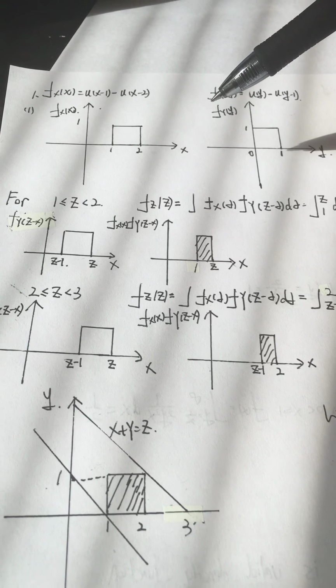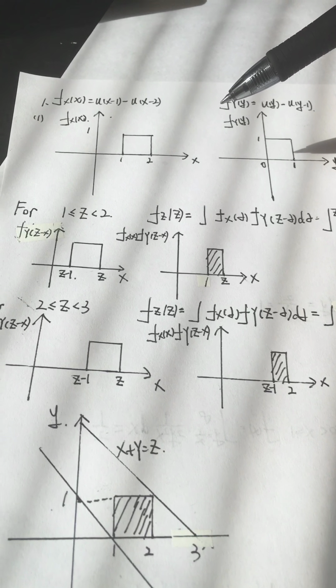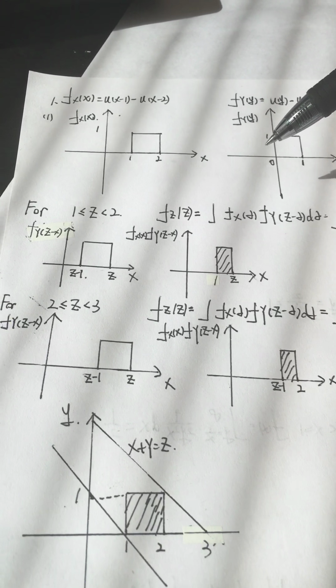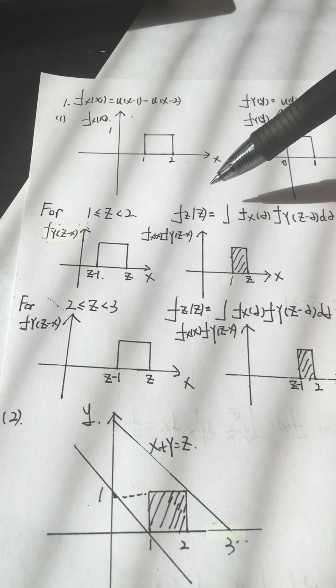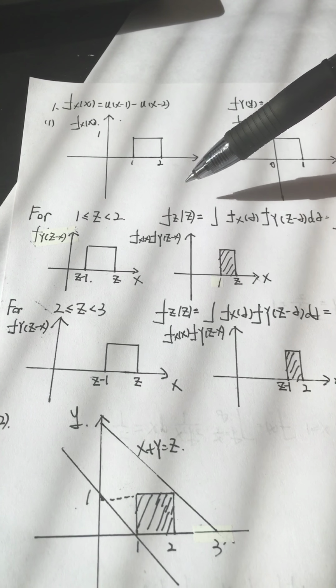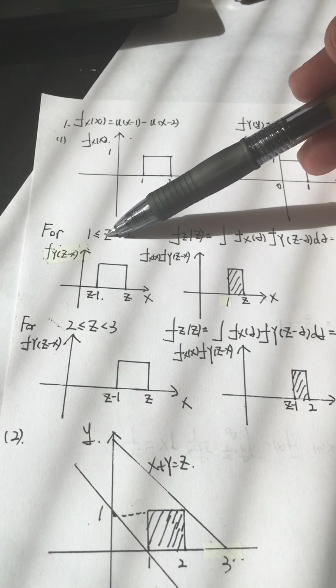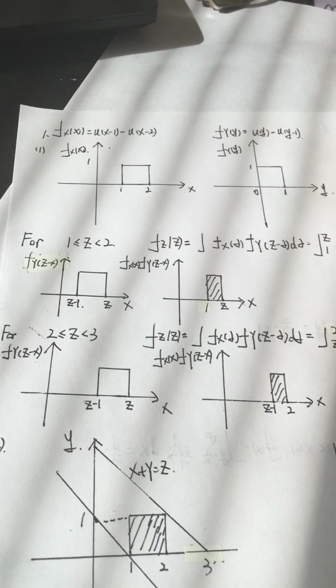Okay, the first question is to find the PDF of z. The first method is the convolution method. We can divide it into two conditions. The first condition is when z is less than 2 or equal to or more than 1.